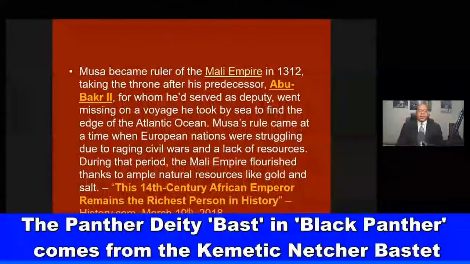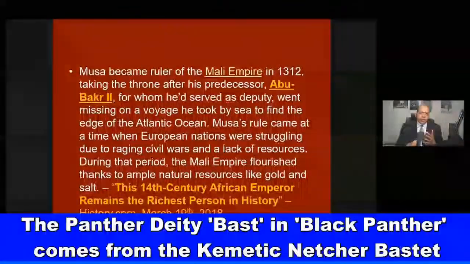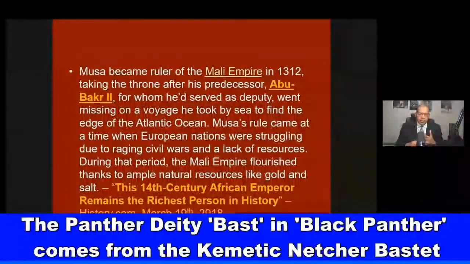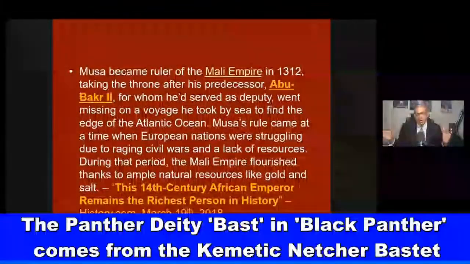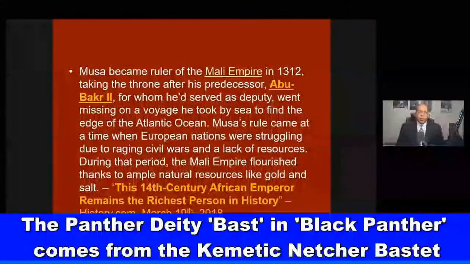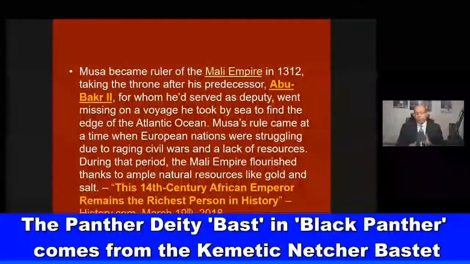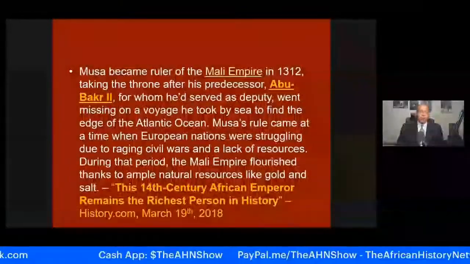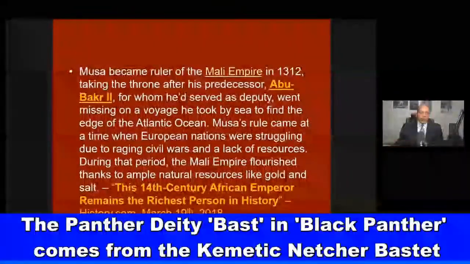Mansa Musa's rule came at a time, now this is extremely important right here. Mansa Musa's rule came at a time when European nations were struggling due to raging civil wars and a lack of resources. Okay, so Europe was dealing with poverty, famine, disease, civil wars, things like this, while West Africa is thriving, while the Mali Empire is thriving. During this period, the Mali Empire flourished thanks to ample natural resources like gold and salt. So this article is entitled This 14th Century African Emperor Remains the Richest Person in History. This is from history.com, the official website of the History Channel, March 19th, 2018.